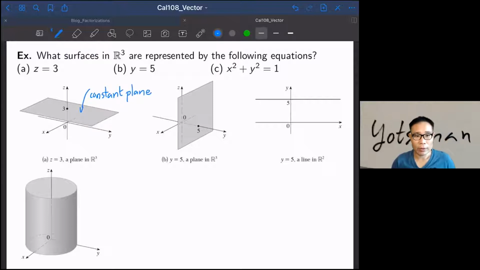Okay, and another one is going to be z equal to 3. So it means that it's going to be 3 units above the floor. Okay. The second one is the plane y equal to 5.